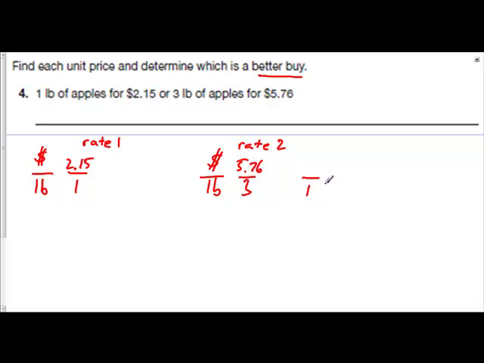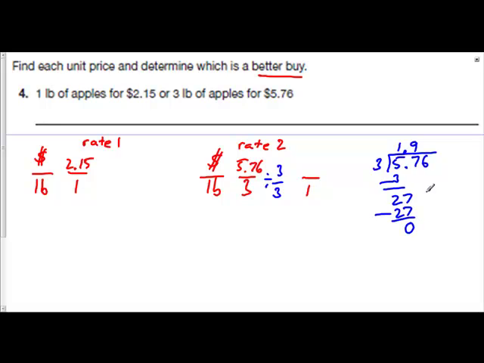So we want to find out how much for 1 pound. How do I turn 3 into 1? I'm going to divide by 3. So 3 over 3. 3 divided by 3 equals 1. So that's correct. And it's $5.76 divided by 3. So 5.76, divide that by 3. 5 divided by 3 is 1. 1 times 3 is 3. 5 minus 3 is 2. Bring down the 7. And don't forget we have to put a decimal here. 3 goes into 27 9 times. 9 times 3 is 27.